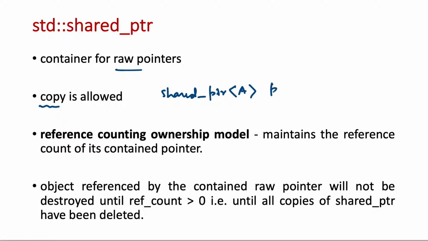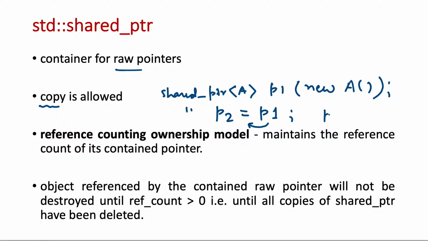PTR1 and it contains a pointer to an object of type A, then we can have another shared pointer of the same type and we can initialize or copy it to the same resource. And we can have a third pointer also pointing to the same resource.